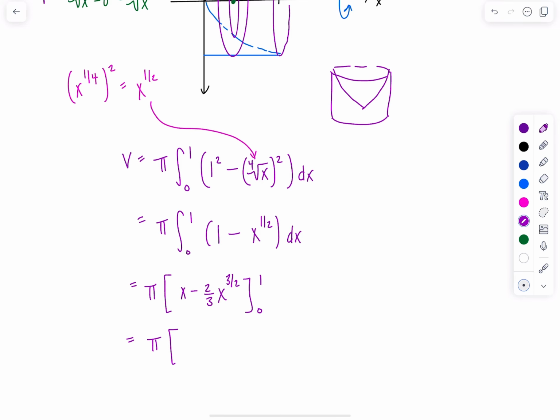So this is pi times 1 minus 2/3 times 1 minus 0. 1 minus 2/3 is 1/3, which is pi over 3. Heavens to Betsy, why are they all pi over 3?